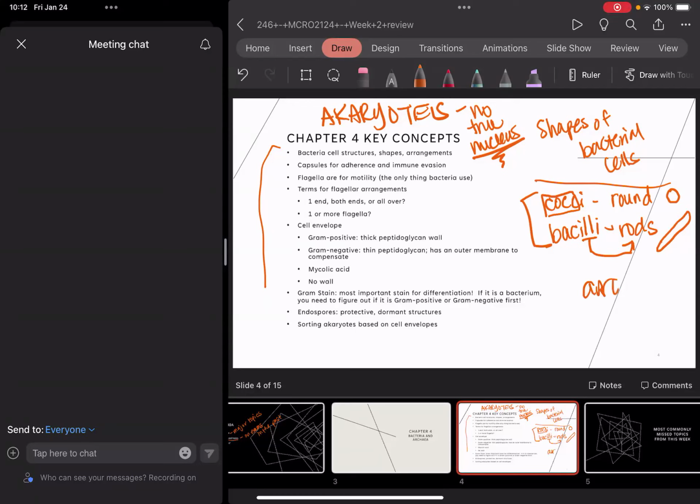So the main arrangements that we talked about was Staphylo. So this means irregular clusters. All right, and then Strepto. These are strips or chains of cells.